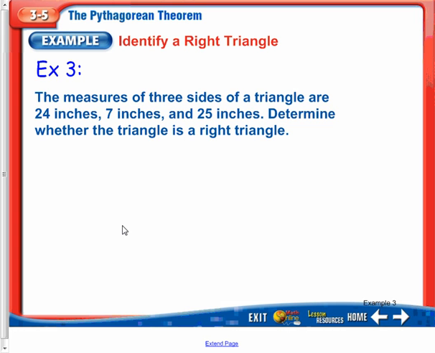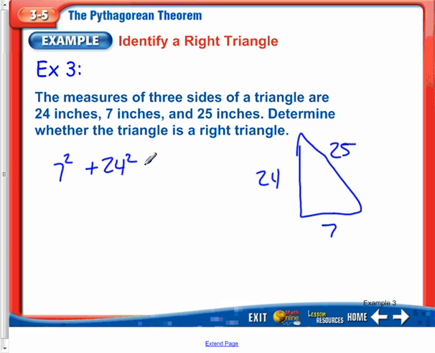So in example 3 here, we're going to kind of do that with the converse statement. The measures of 3 sides of a triangle are 24 inches, 7 inches, and 25 inches. Determine whether the triangle is a right triangle. So again, if I just draw myself a quick sketch of a triangle, I know that 25 is supposed to be the hypotenuse because it's the longest one, and so 24 would be here and 7 would be here. It doesn't matter which one you do there. So now we want to find out if this is true. 7 squared plus 24 squared, does that in fact equal 25 squared? We're trying to see if it's true and prove to see if this is right or not.